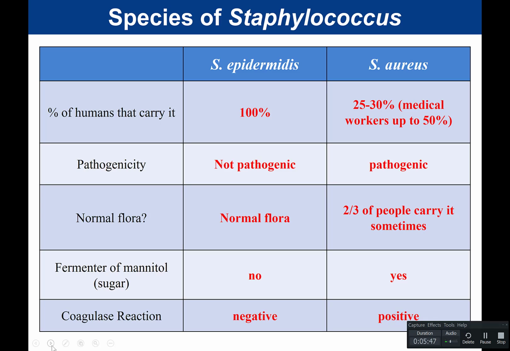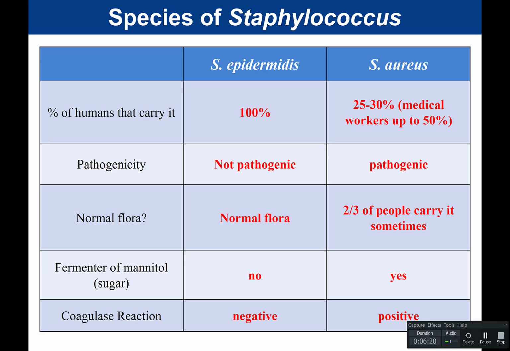So you also had a slide that was comparing Staph epidermidis and Staph aureus, and so you want to review this as well. So Staph epidermidis, 100% of people carry it. So everybody is going to have Staph epidermidis on their skin as part of their normal flora. In the case of Staph aureus, some people will and others won't. It's estimated that between 25 to 30% of people carry Staph aureus.